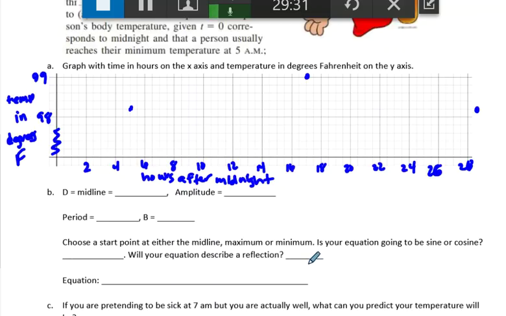All right, did anybody find the midline? Yes. So when you average the minimum and maximum, what did you get? 98.6. That kind of makes sense, right? Isn't that what your temperature is supposed to be, 98.6? So this would be 98.6 right here.